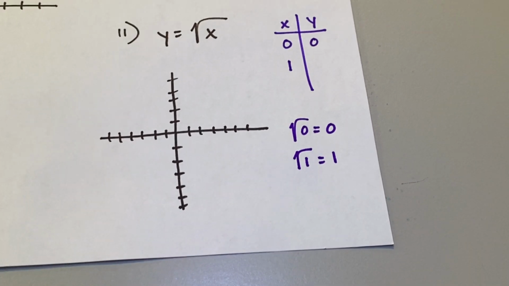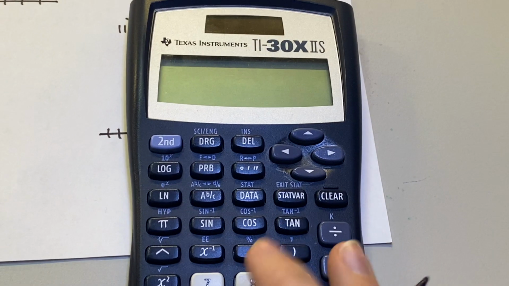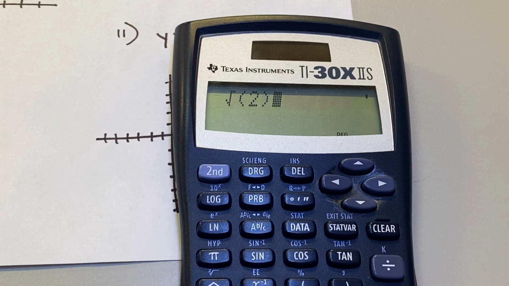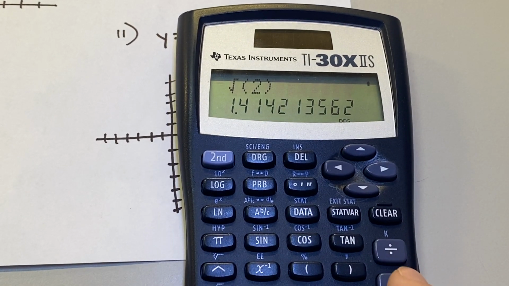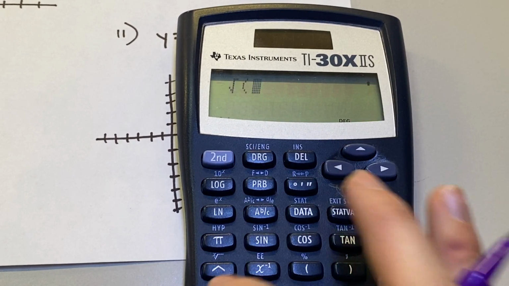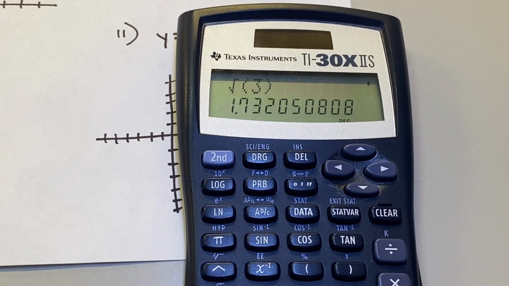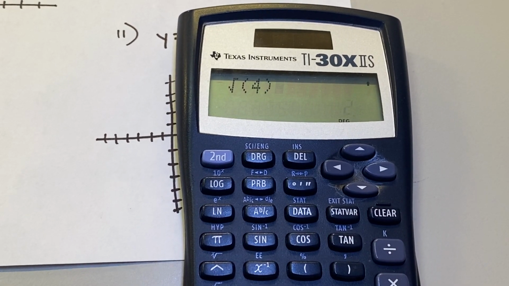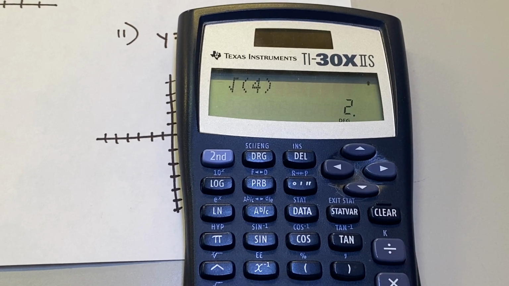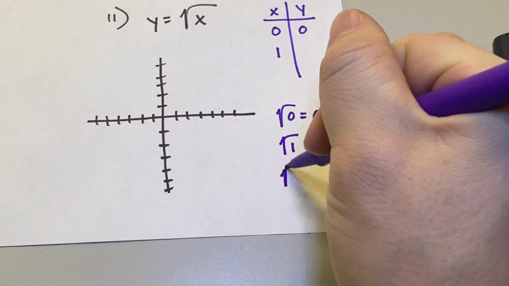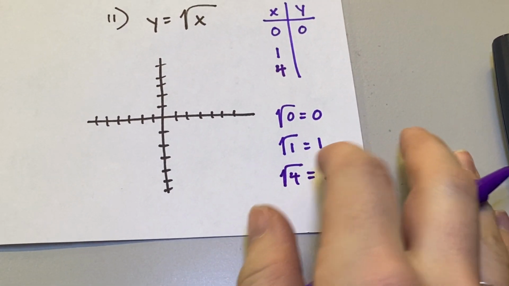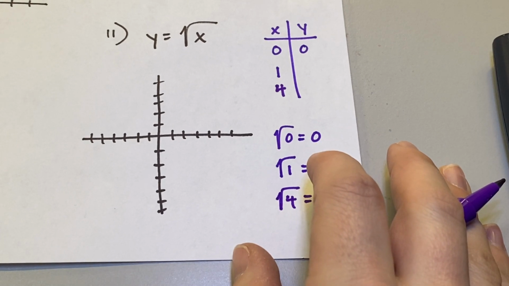Now, do I want to choose 2? Is there a perfect square of 2? Let's check. Square root of 2? Definitely not. Is there a square root of 3? Nope. Is there a square root of 4? Yes. What's the square root of 4? 2, because 2 times 2 is 4. Okay. So I'm actually going to choose as my 3 numbers 0, 1, and 4.